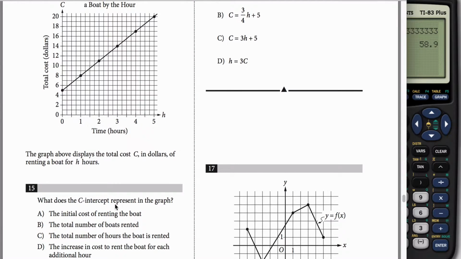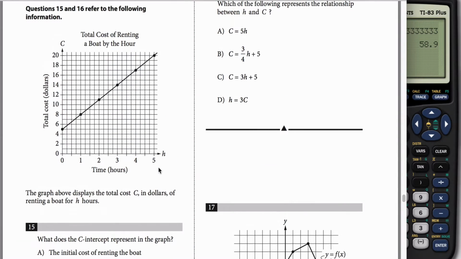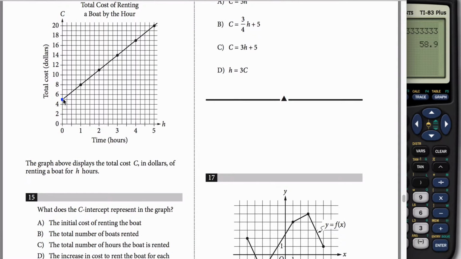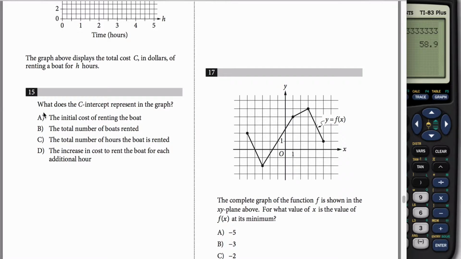What does the C-intercept represent in the graph? Okay, so they're asking about this height right here of 5, because this axis is my C-axis, because it's labeled with the C right here. What does that represent? What does that 5 mean? Well, like I just said, that's how much you have to pay immediately, the second you get the boat. That's how much it would cost you to rent this boat and then turn around and give it right back to the dude.